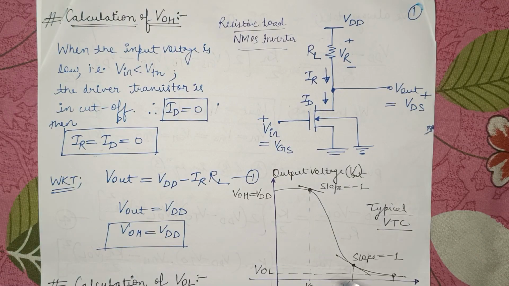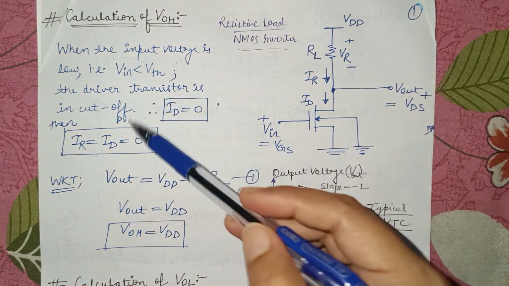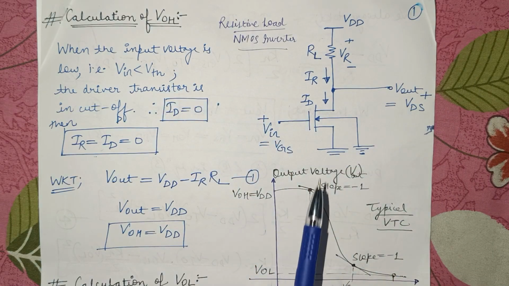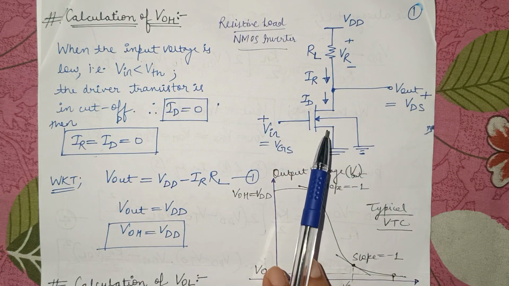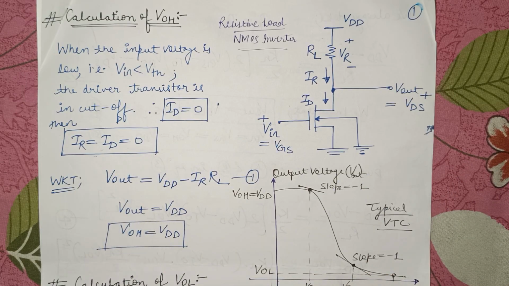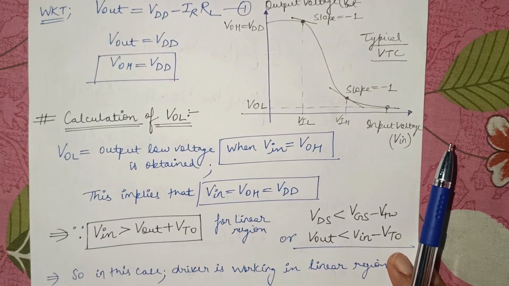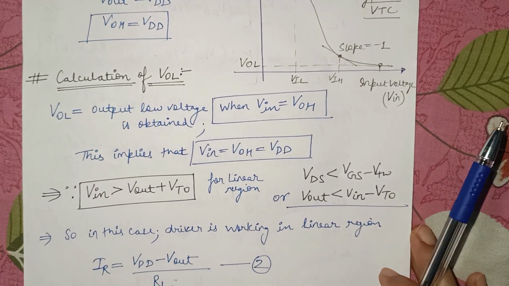So when the input is very low, less than the threshold voltage of the transistor, the driver transistor will be in cutoff, and therefore no drain current will flow, and VOH will be equal to VDD. So this is our first calculation. Now we will calculate VOL.